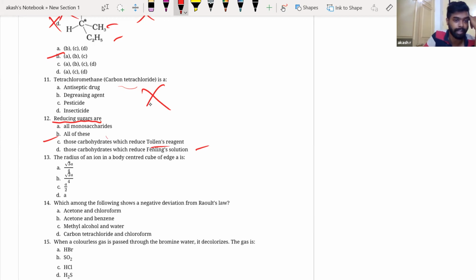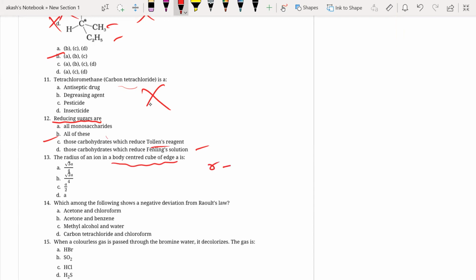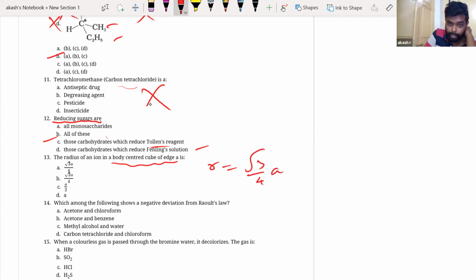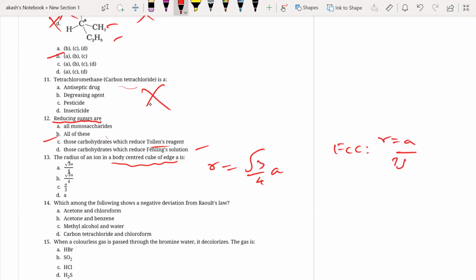Okay, anyways, fine. Next, the radius of an ion in a body-centered cubic. I know what is the relationship for body-centered. R is equal to root 3 by 4 a. If it was FCC, what would have happened? A by 2 root 2, sir. Absolutely. Right. So the answer is option A.